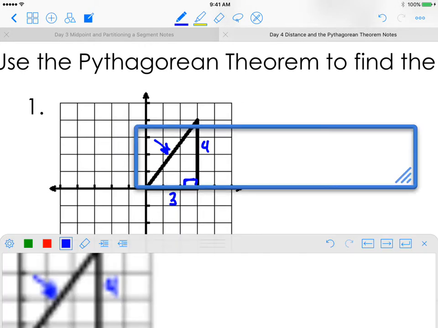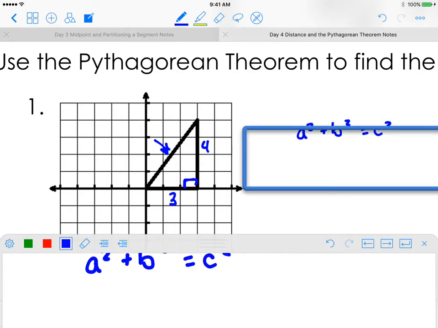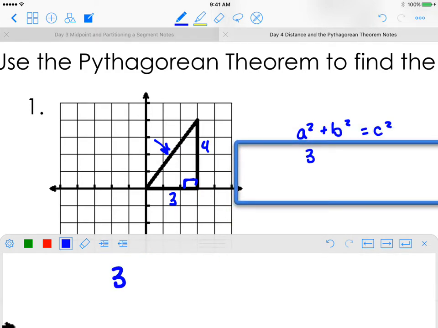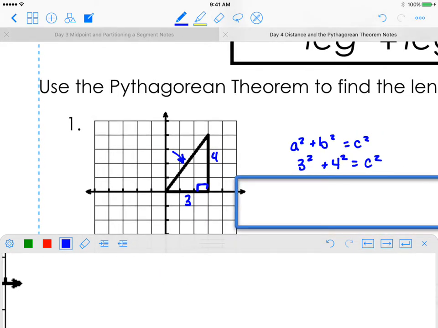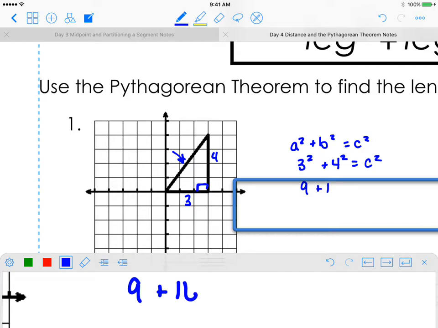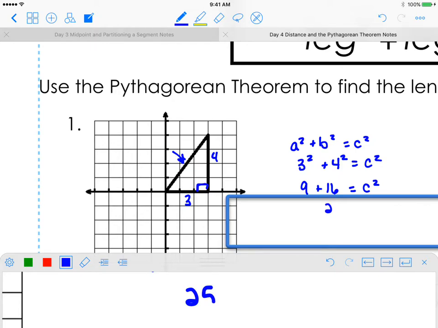So now we're going to do our Pythagorean theorem: a squared plus b squared equals c squared. We're going to substitute the values we know for a and b. So 3 squared plus 4 squared equals c squared. Again, we're trying to find that hypotenuse. Sorry that this thing shows up right in the middle of everything. Then we get 9 plus 16 equals c squared. Add those two together and it's 25 equals c squared.